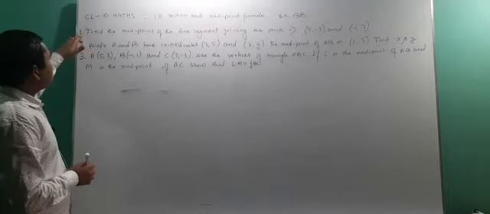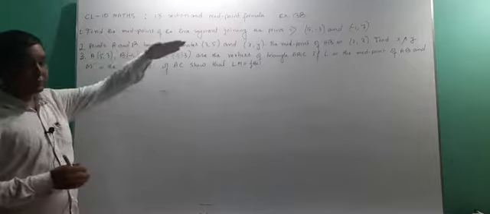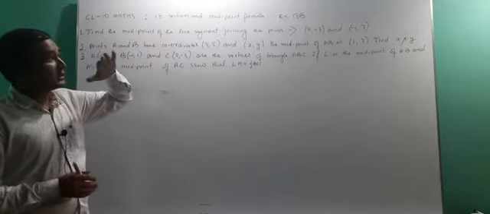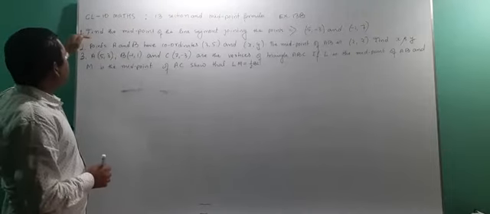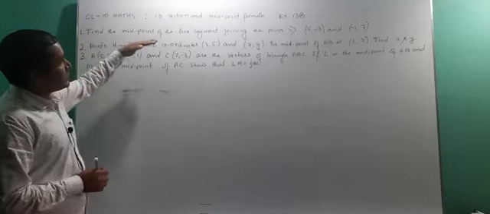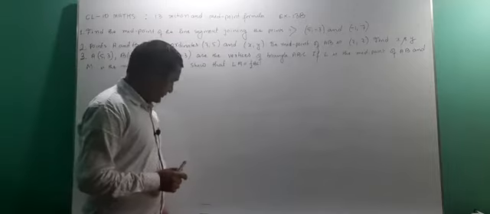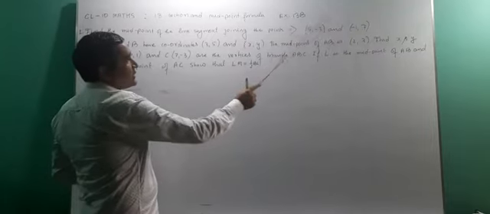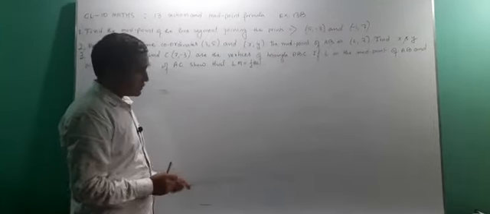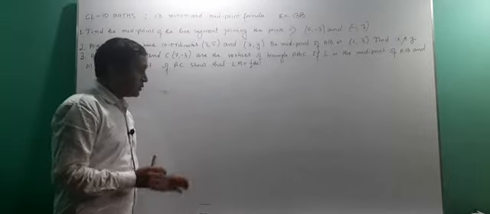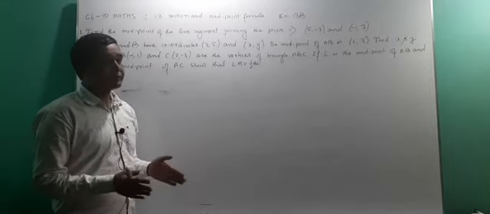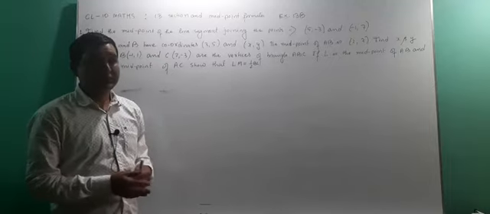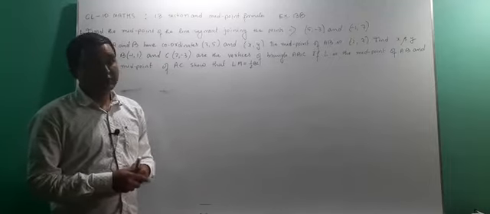First, question number 1, from your textbook. This is the ICSE textbook published by Selina. Find the midpoint of the line segment joining the points (5, -3) and (-1, 7). We'll draw a rough sketch figure because if you draw a rough sketch, it is very easy to understand as well as to get the answers correctly.